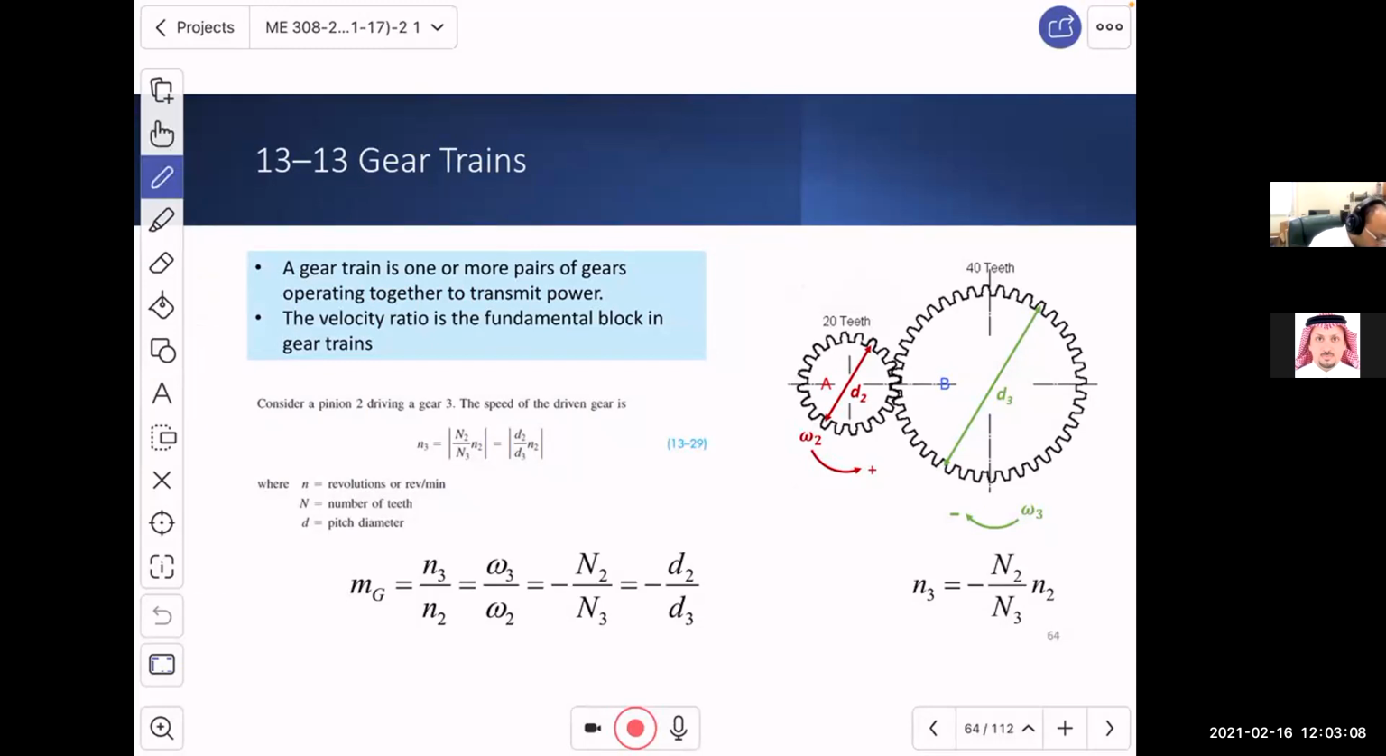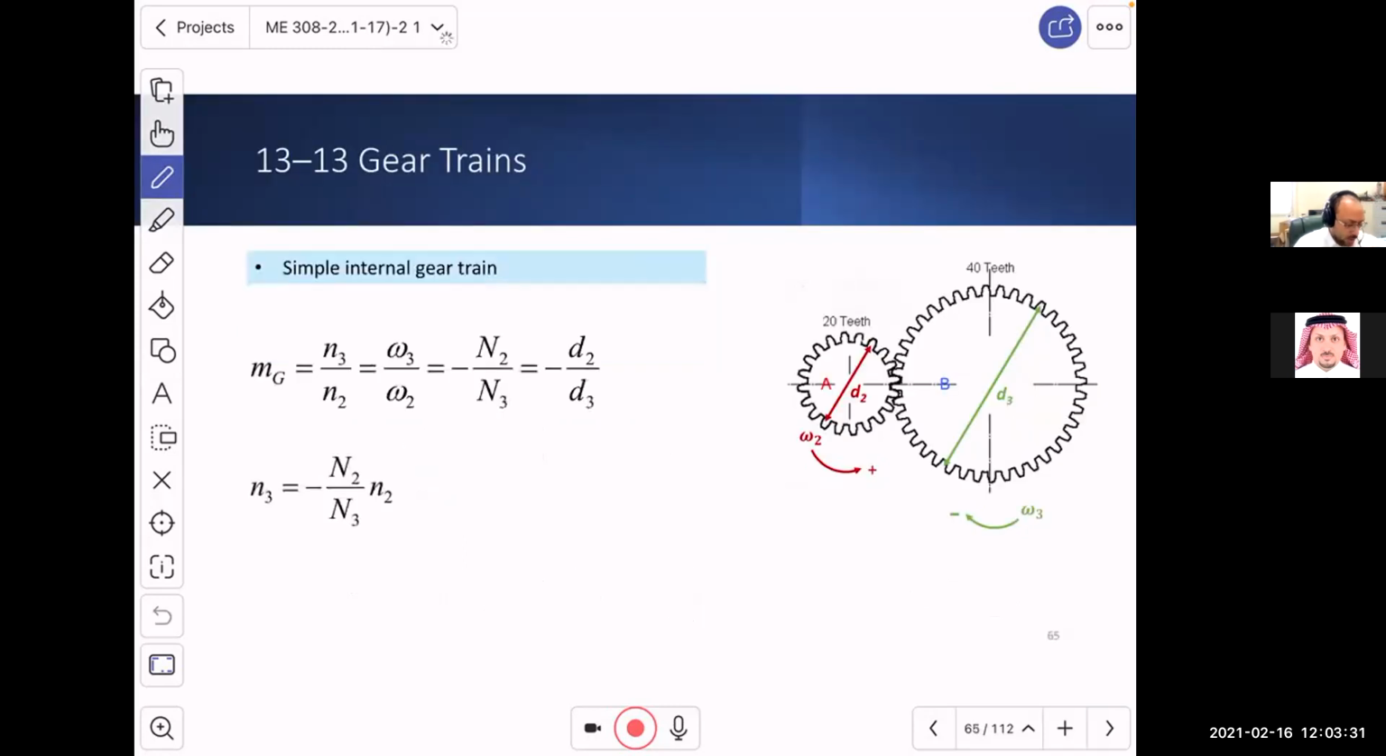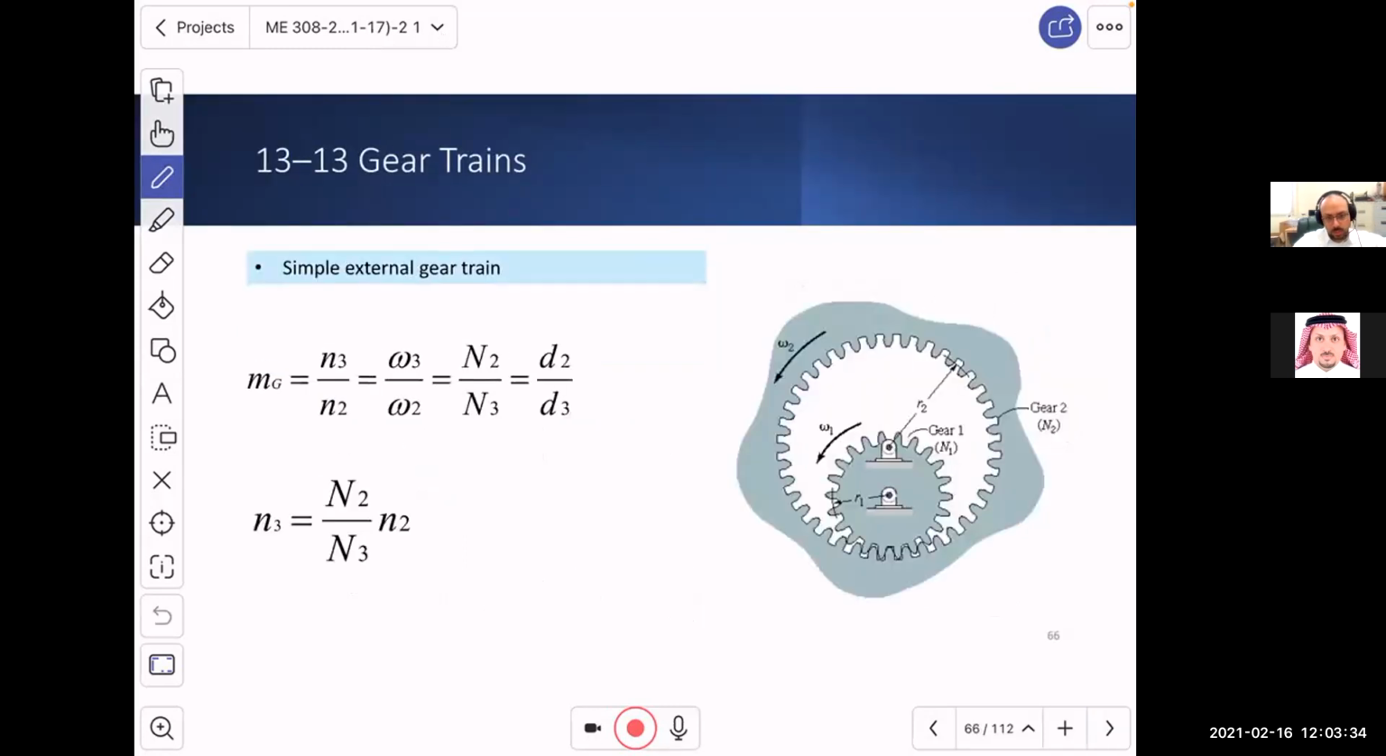like the one you see right here, then the RPM of gear number 3, which is this one, is the ratio of the number of teeth multiplied by the RPM of gear number 2, or this can also be related through the diameters. That's what we said. And we talked about internal. We said that in external, the two gears move in the opposite sense to each other, while in here they both move in the same direction.